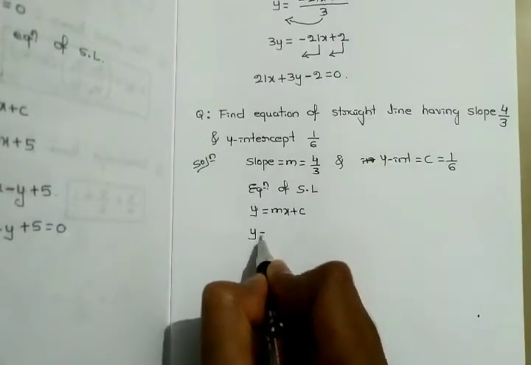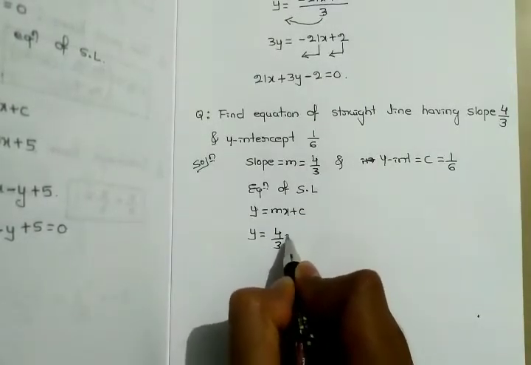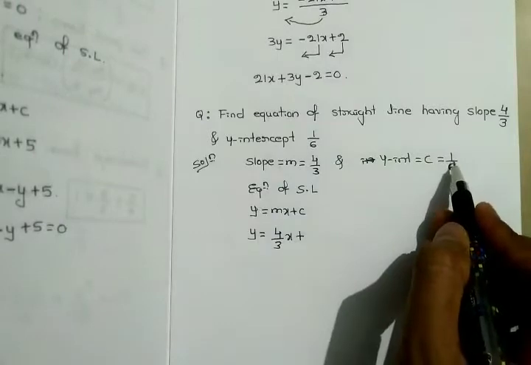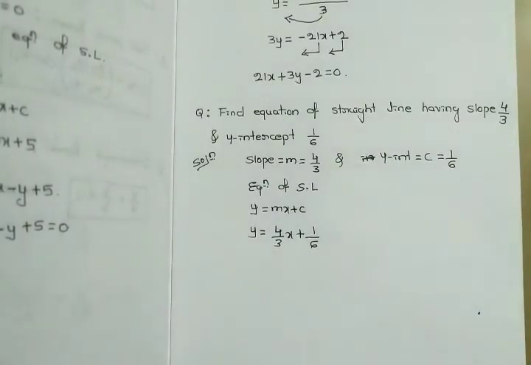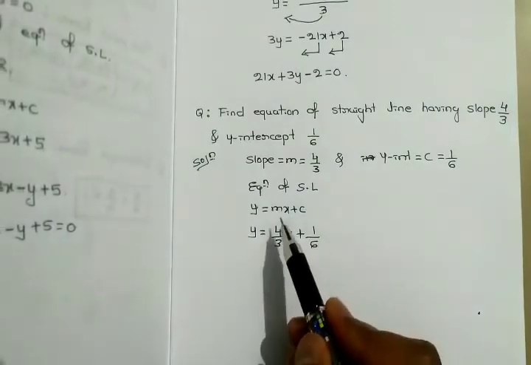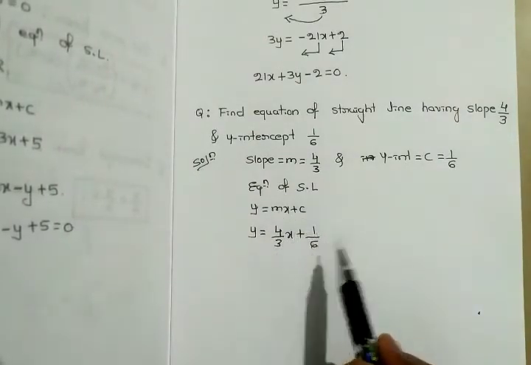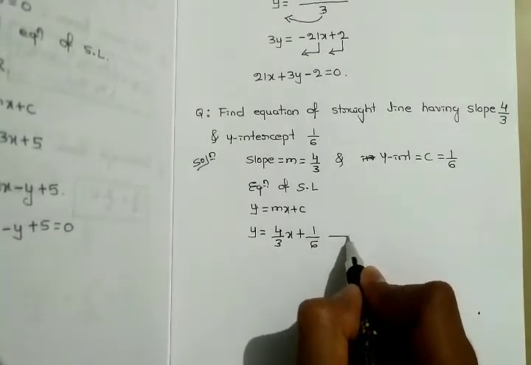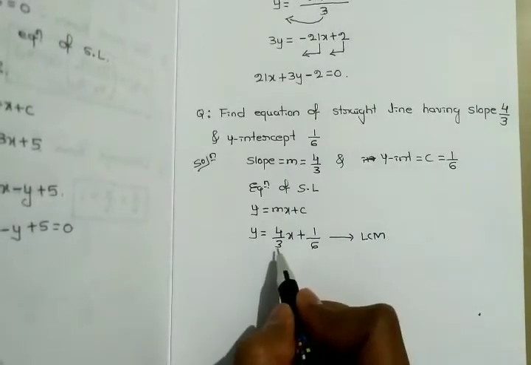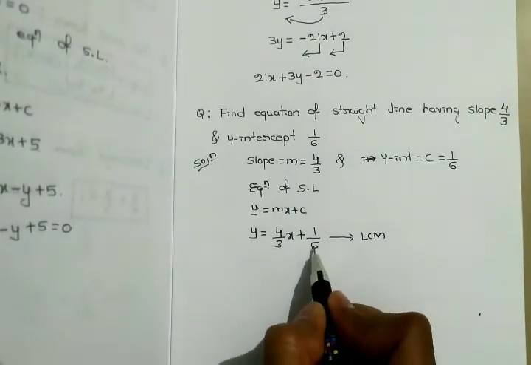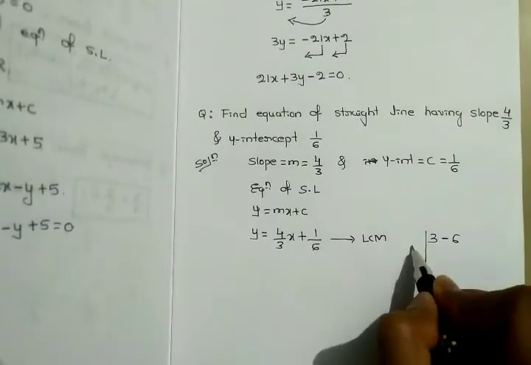So y is equal to m, which is 4 divided by 3, x plus c, which is 1 divided by 6. See, in this, m is also a fraction value and c is also a fraction value. Therefore, in this step, I am going to take the LCM. Here the denominator is 3 and here the denominator is 6, so I am going to take 3 and 6 both.